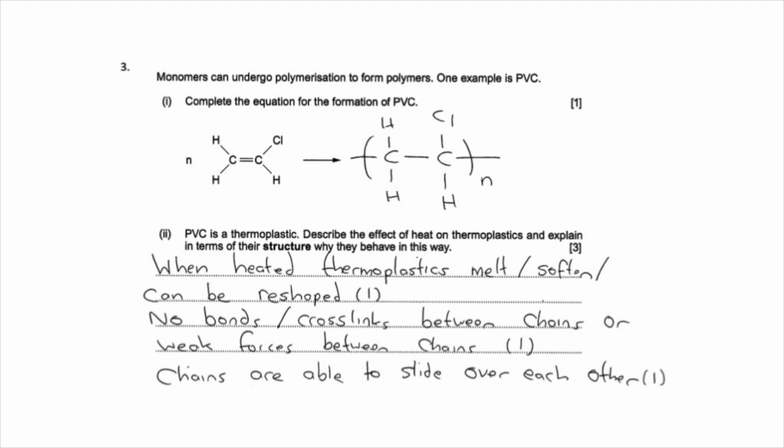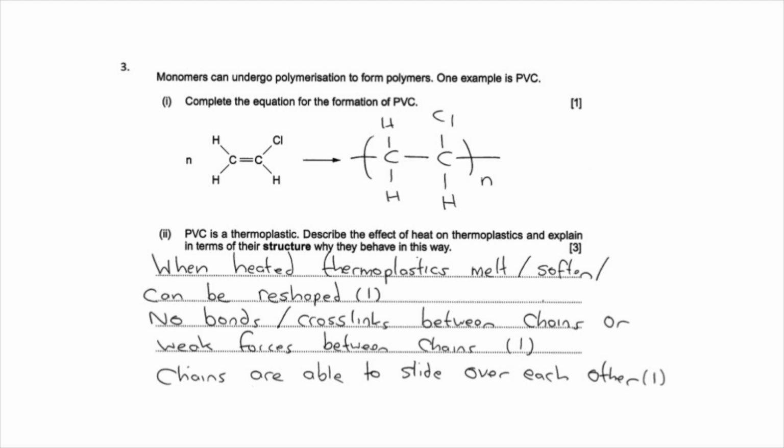So you have to complete the equation for part 1. So if you draw the repeating unit correctly, so in other words you break the carbon-carbon double bond, so it has a CH2 and a CHCl, and there's single bonds between all the atoms, and bonds come outside the brackets, and you need to include a little N because it's N-chloroethene molecules. That gets you 1 mark.